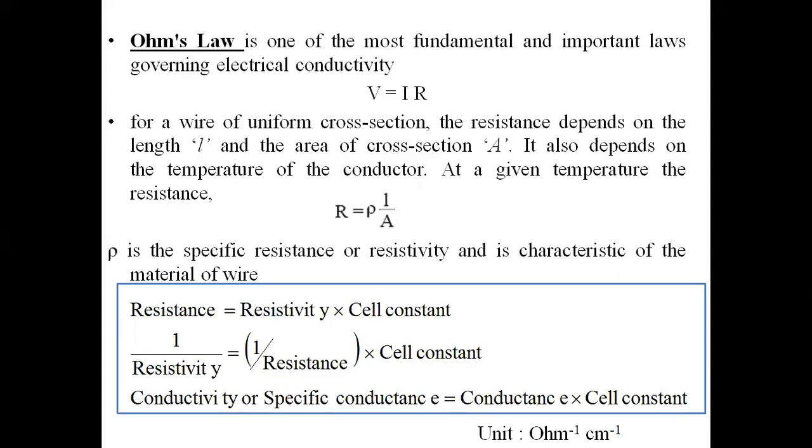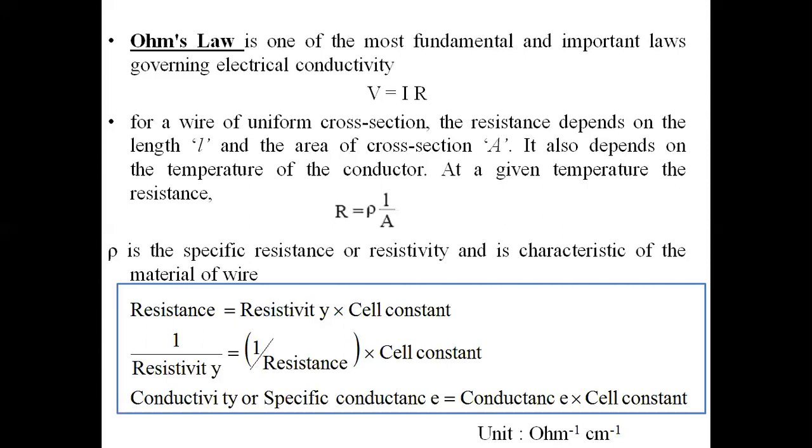Ohm's law is the basis of all the conductance measurements and all the conductivity terms. And what is Ohm's law? Voltage is proportional to current, or V is equal to IR. And then what is R? R is the resistance, and R is equal to rho into L by A, where rho is the specific resistance or resistivity, a characteristic of a material, L is the length of the conducting material, and A is the area of cross section.